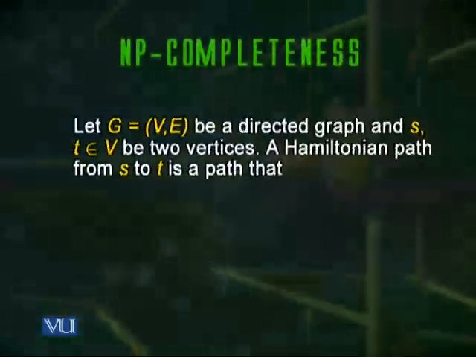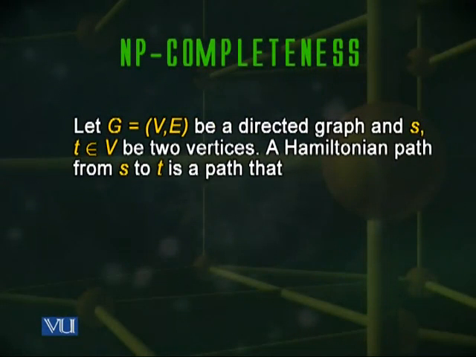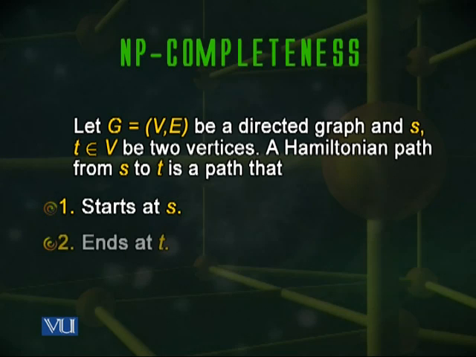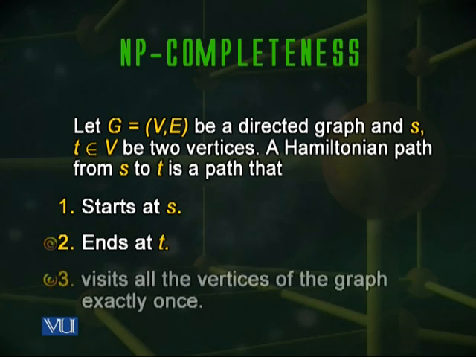V is the set of vertices, E is the set of directed edges or a set of ordered pairs over these vertices. And suppose you're given two vertices, two distinguished vertices S and T, a Hamiltonian path from S to T is going to be a path in this graph that starts at the vertex S, ends at the vertex T, and visits all the vertices of the graph exactly once.